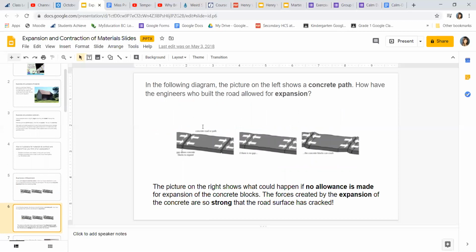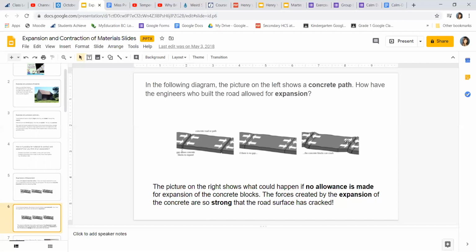Think about a sidewalk. Now, if they never made room for expansion, then you would see a lot more cracked sidewalks, just because they didn't make allowance for that concrete to start expanding as the sun got hotter outside. And so, whereas if you see little gaps, well, actually we're going to look more into that, but here, the picture on the right here, they didn't allow for the expansion of the concrete blocks.